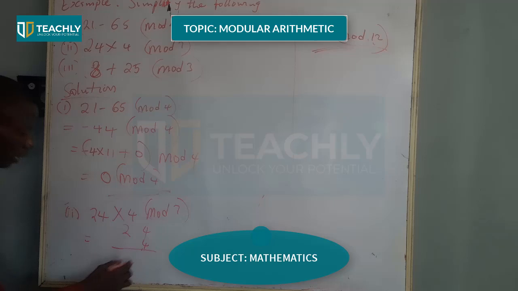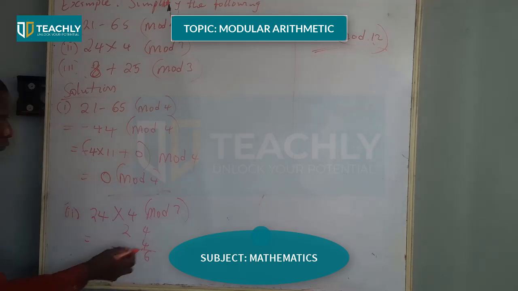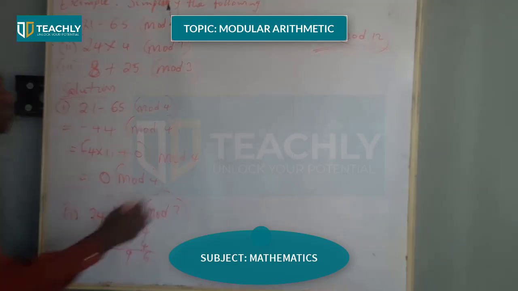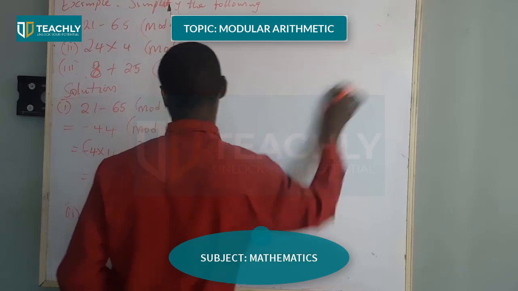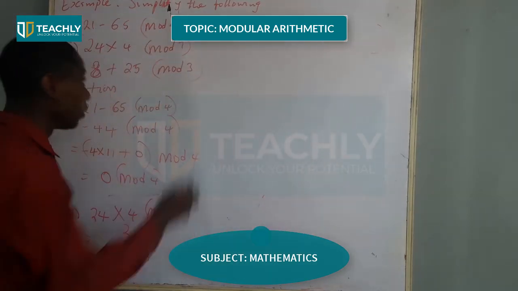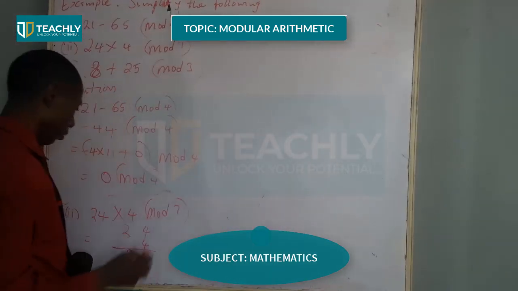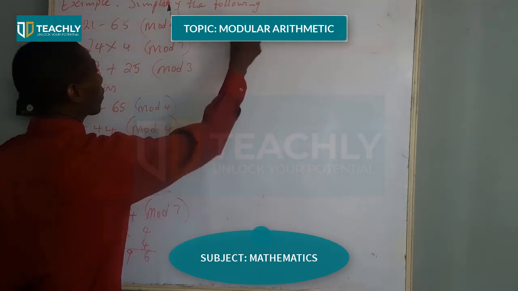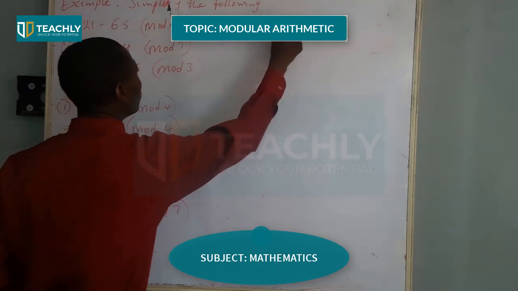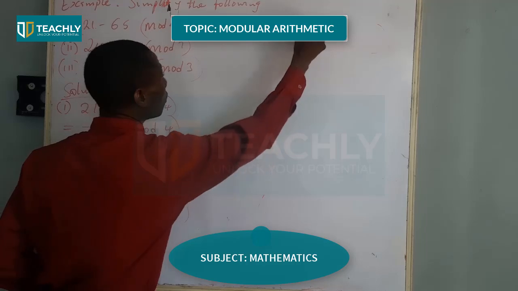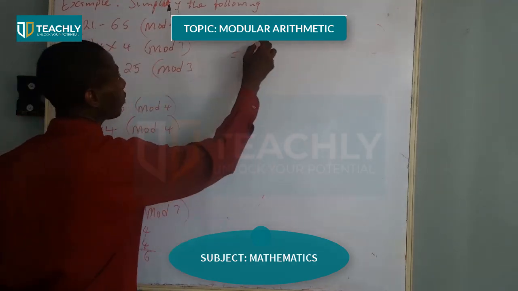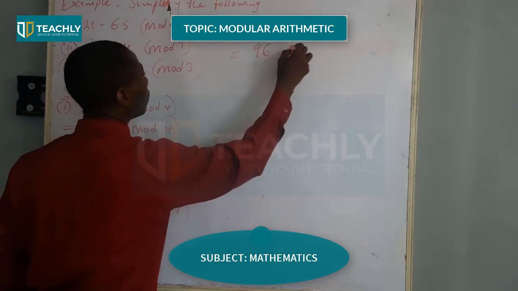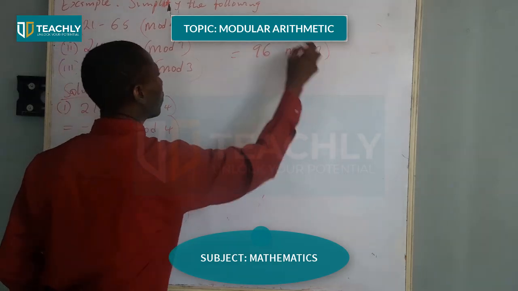4 times 4 we have 16. Keep 1. 4 times 2 we have 8, plus 1 we have 9, so 96. So you can see our 24 times 4 modulo 7 is the same thing as 96 modulo 7.